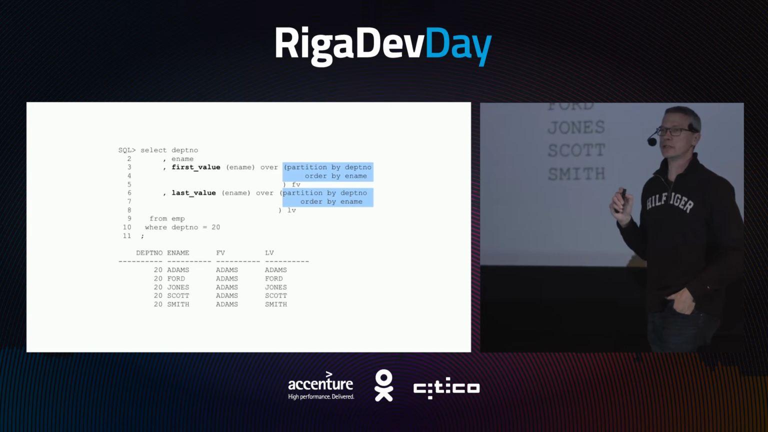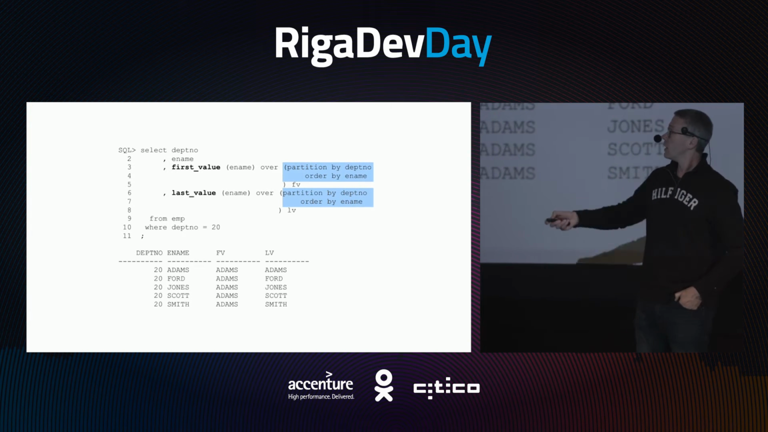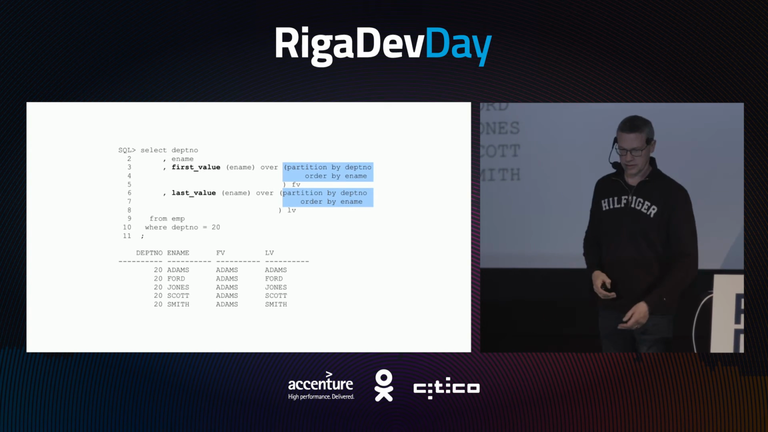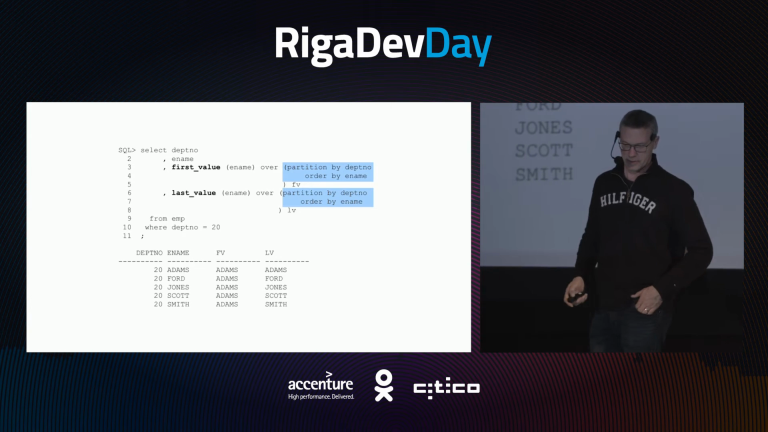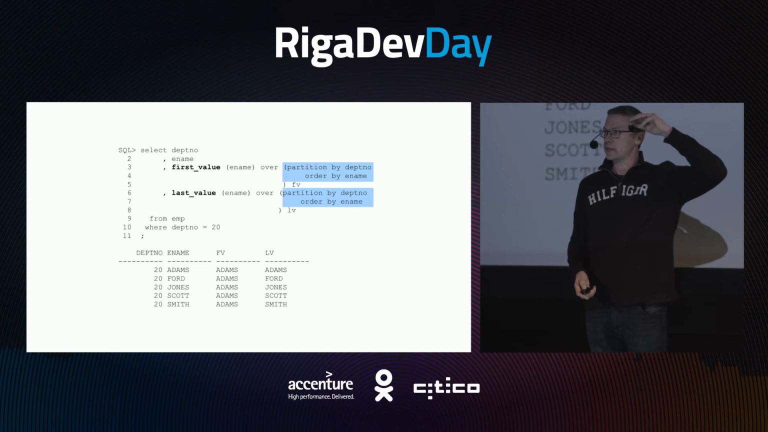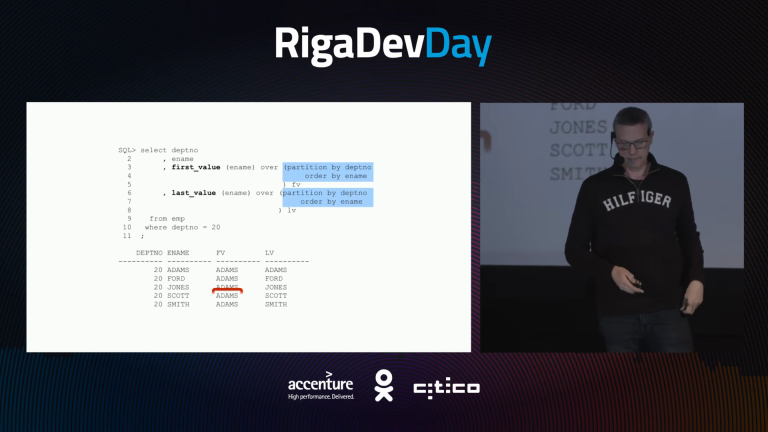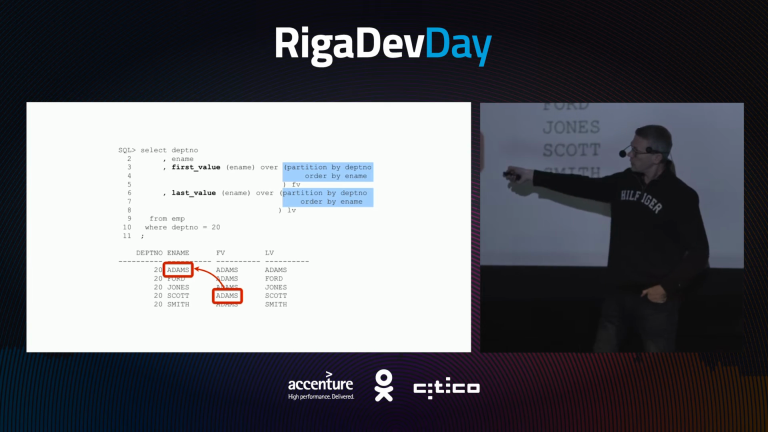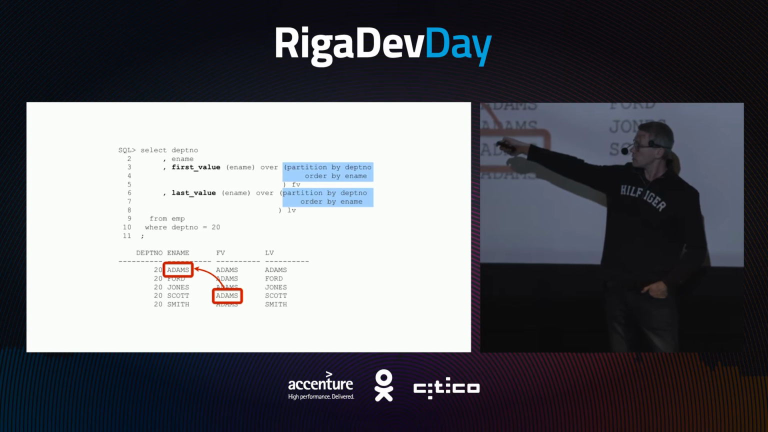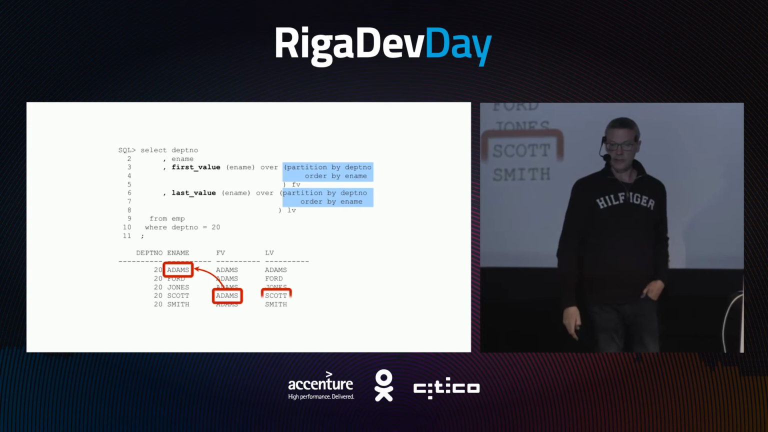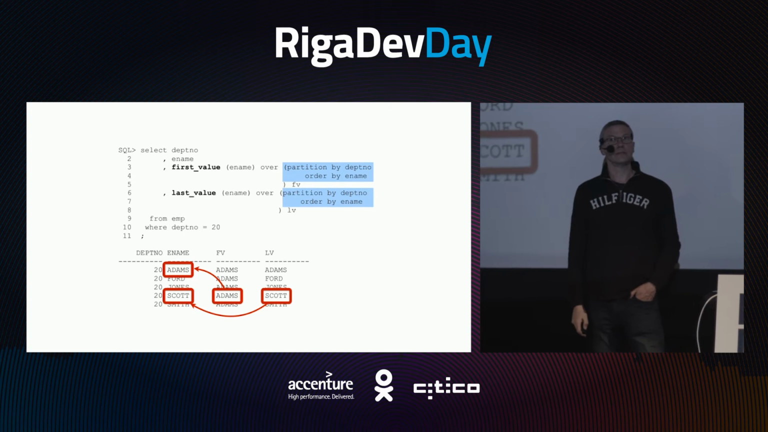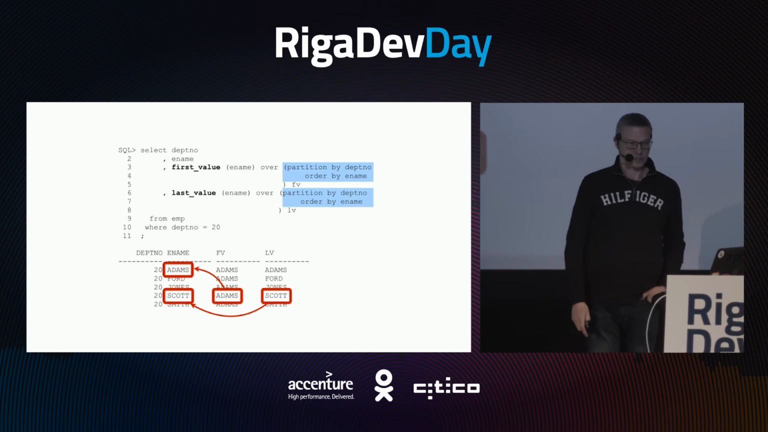In this case, the partitioning and the sorting is the same, and I'm only filtering on department 20, otherwise my slide would be even bigger than this one. So the first value basically points to the first value of your window. If you look at the row on Scott, the first value in the window is Adams, because the window starts at Adams and ends with Scott. And that's what the last value says as well. See? Starts at Adams and runs to Scott.